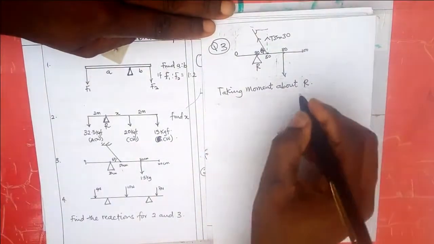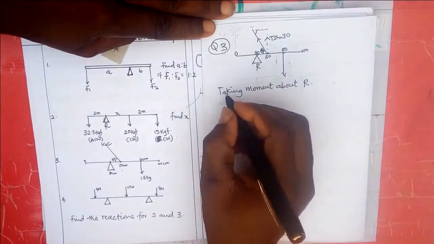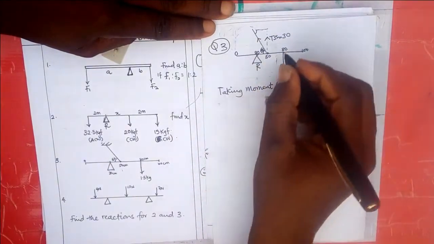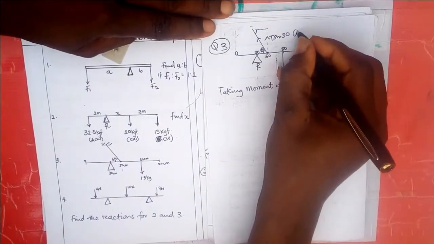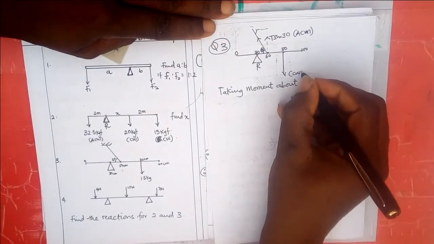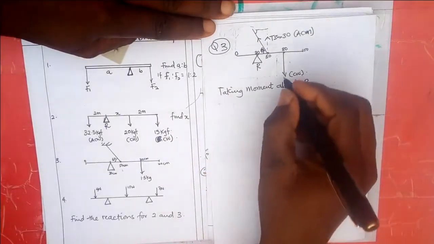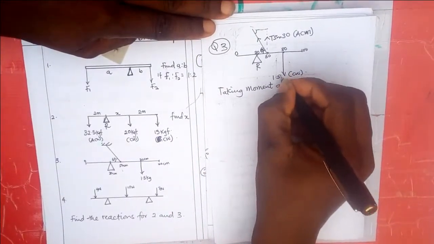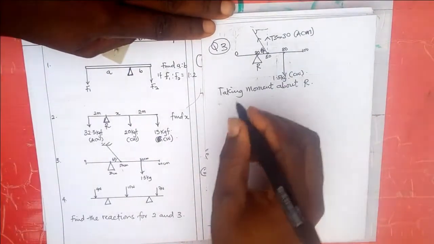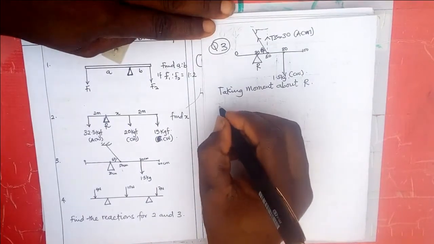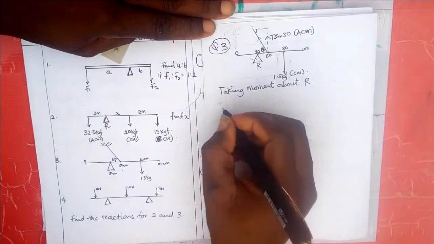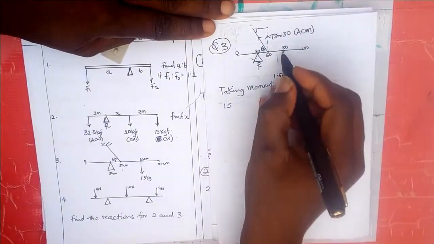So taking moment about R makes it very simple. We now have the distance between here and here is 20. So we have this is anti-clockwise moment, while this is clockwise moment. So here I have 1.5 kg. So that is 15 Newton if acceleration due to gravity is 10. So taking moment about R, I have sum of clockwise moment. Clockwise is 15 Newton multiplied by the distance.